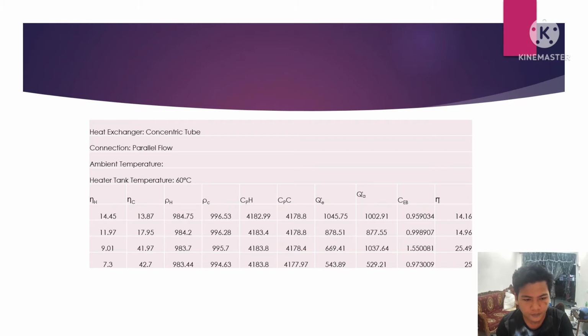996.53. The specific heat for hot is 4182.99. The specific heat for cold is 4178.8. The QE is 1045.75. QA is 1002.91. CEB is 0.959034, and lastly N is 14.6. The others are for test 2, test 3, and test 4.